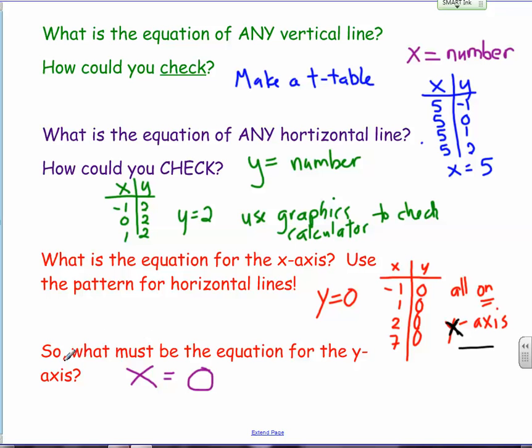And then I said, so what has to be the equation for the y-axis? Well, every ordered pair on the y-axis, I don't go left or right. I stay here. I can go up or down as much as I want, but I don't go left or right. So the x value of all these ordered pairs is 0. So the equation for the y-axis is x equals 0, and the equation for the x-axis is y equals 0. So the equation for the axis is the opposite of which axis it is. And if you graph ordered pairs, you see it.